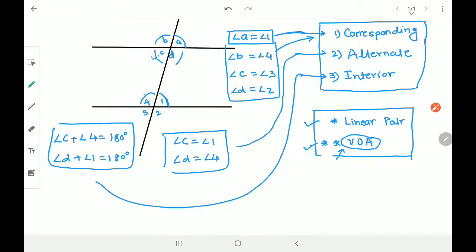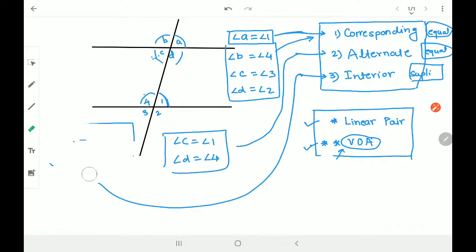So we have checked three types of angles. One is corresponding, second is alternate, and third is interior. Corresponding and alternate angles are equal, and interior angles are supplementary. Equal means their measures are equal, and supplementary means their sum is 180. So we have checked these three types of angles, and it's easy to identify. It's very simple to identify when it comes to questions. So let us see some questions based on this.